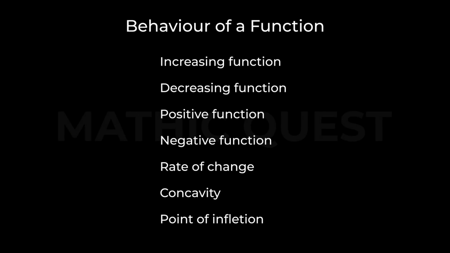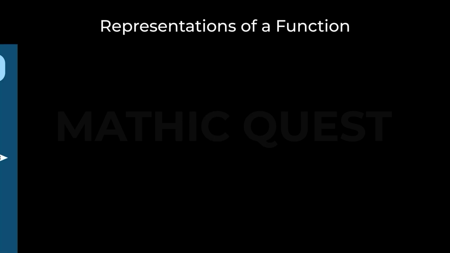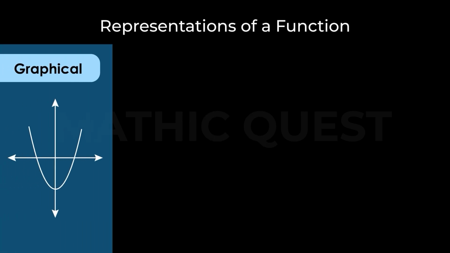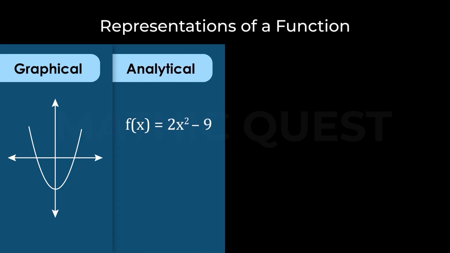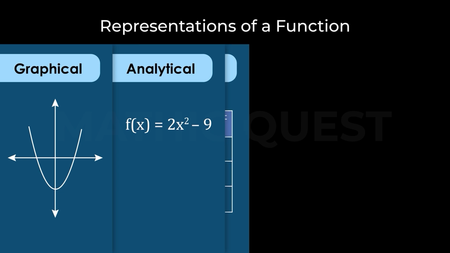So far, we've analyzed how a function behaves. Now let's take a look at different ways of representing that function. First is the graphical representation. This is the visual form. It shows us how the function behaves at a glance. Second is the analytical representation. This is the formula that defines the function. It gives us the exact mathematical rule that produces the output from the input.